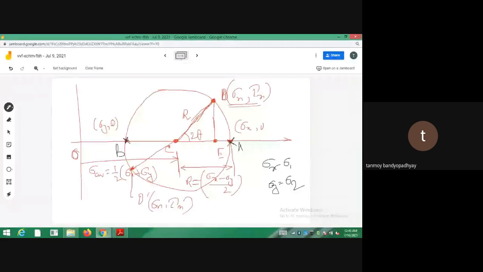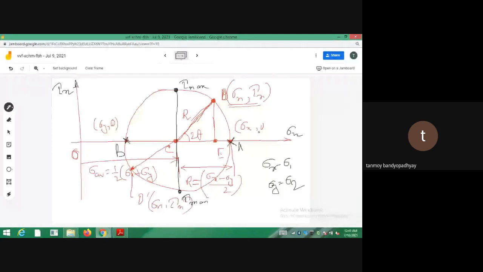What is the value of the maximum shear stress? The maximum shear stress is represented by these 2 points. If I draw a line parallel to the tau axis, this was the tau n axis, this was the sigma n axis. So I am drawing a line parallel to the tau n axis. These 2 points represent tau max. This is tau max and this is the complementary shear stress on the other side, tau max prime.